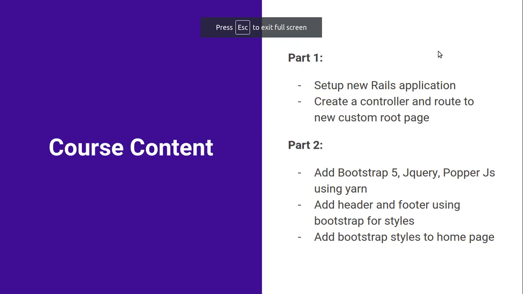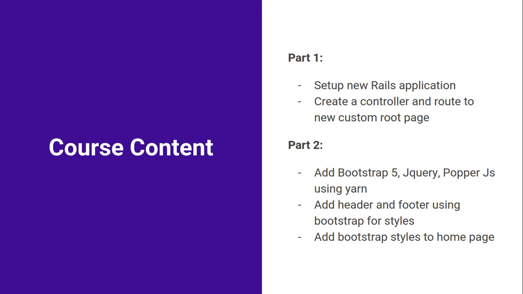Hey guys, welcome to the second part of our CRUD with Ajax and Rails 6 series. In the first part, we set up our demo Rails application from scratch, added a custom welcome controller, set its index action as the root page, and replaced the default welcome page provided by Rails with our own custom root page.